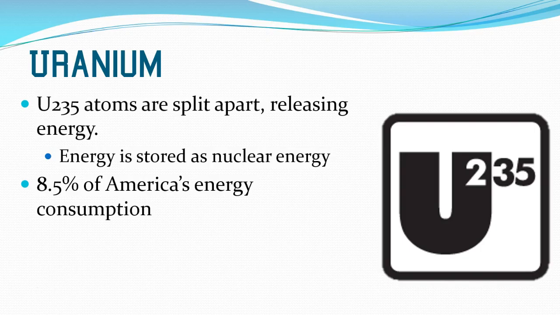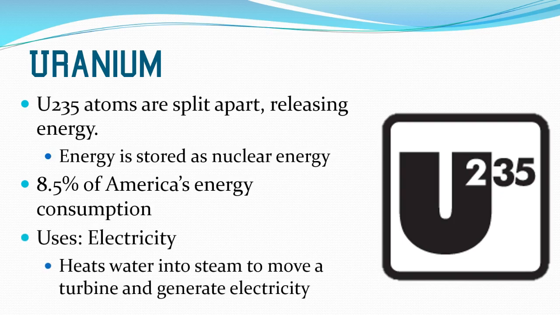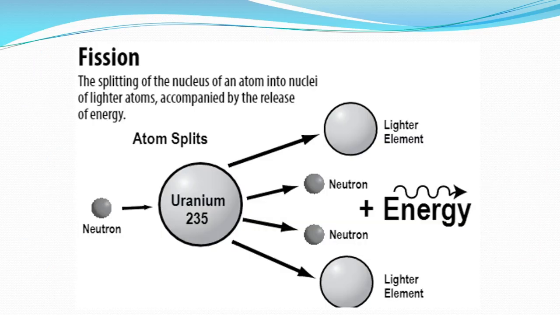About 8.5% of America's energy comes from nuclear power plants, and Illinois is one of the highest providers of nuclear energy. We use it mostly for electricity. It heats water, turns it into steam to move a turbine and generate electricity. So we see how that uranium-235, when it splits apart, gives off energy.